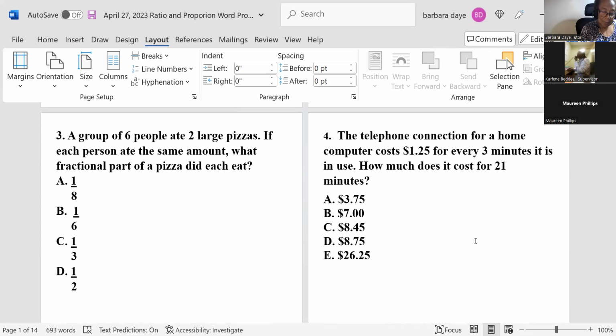A group of 6 people ate 2 large pizzas. Each person ate the same amount. What fraction part of the pizza did each eat?